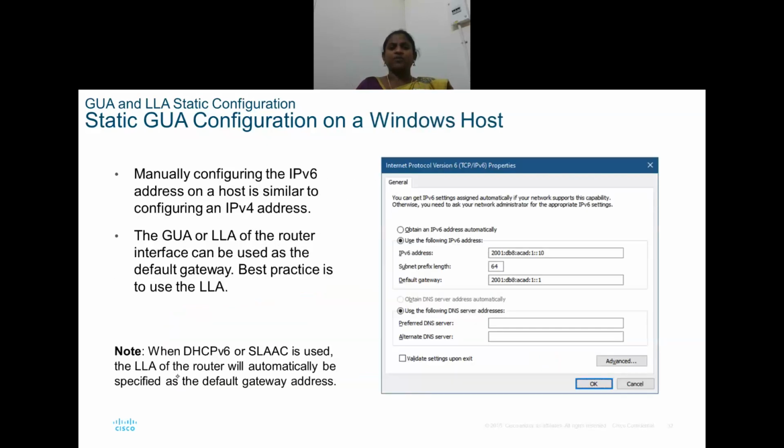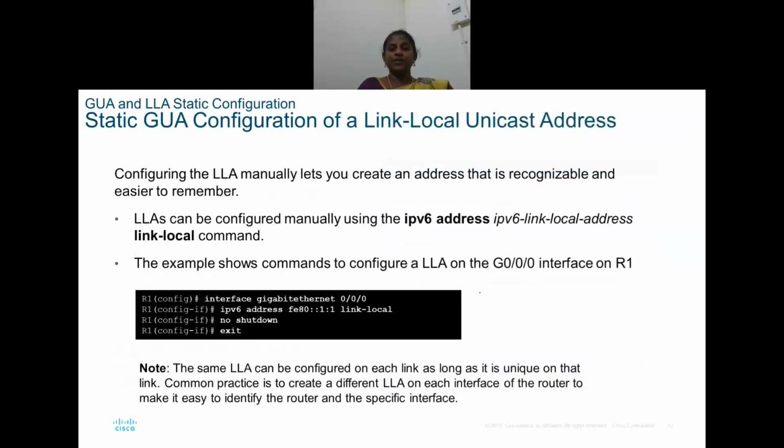Now, how can you statically assign an address to a Windows host system? Nowadays, all the computers and all your smartphones come with IP version 6 capability, right? So you can use the following IP address. You give the IP address, the prefix length, and the default gateway IP address. In this way, if it is a Windows host in your Packet Tracer or on your laptops, you can statically give an IP address and manually configure it.